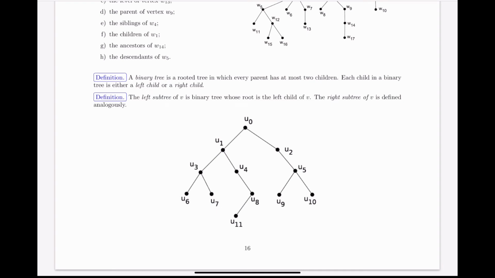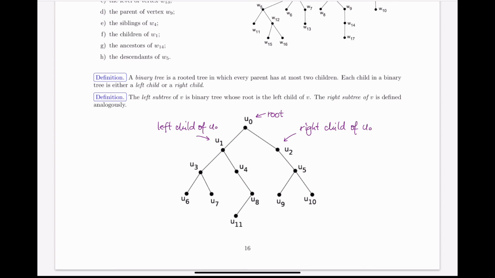So let's see. Here, this is my root. Okay, so let's label this tree with the terminology that we just came up with. So this is a root. If I have these two children, U1 and U2, my U1 is the left child of U0, and my U2 is the right child of U0.